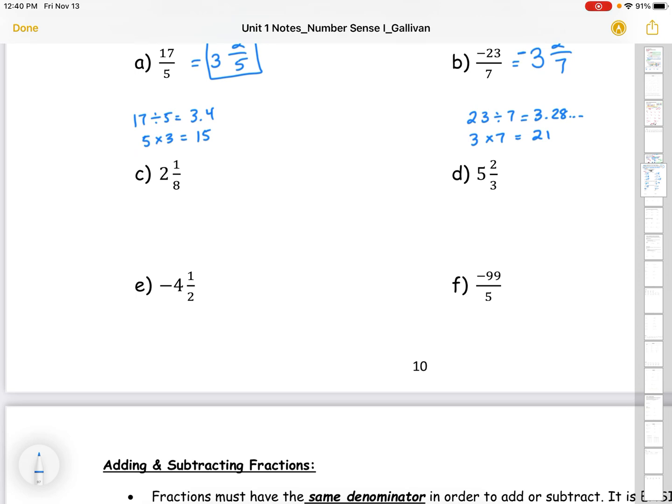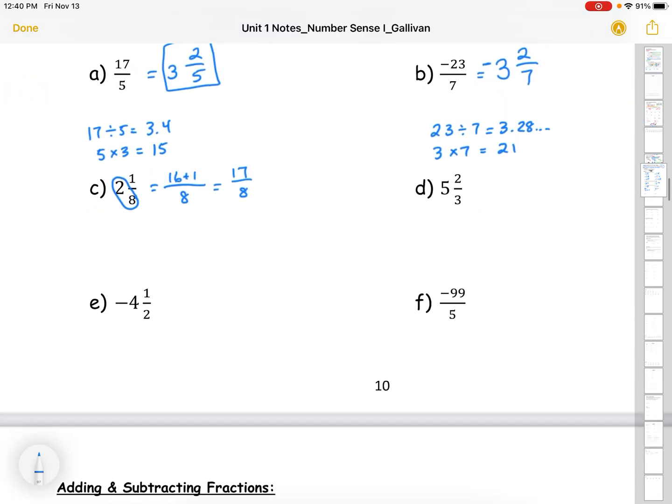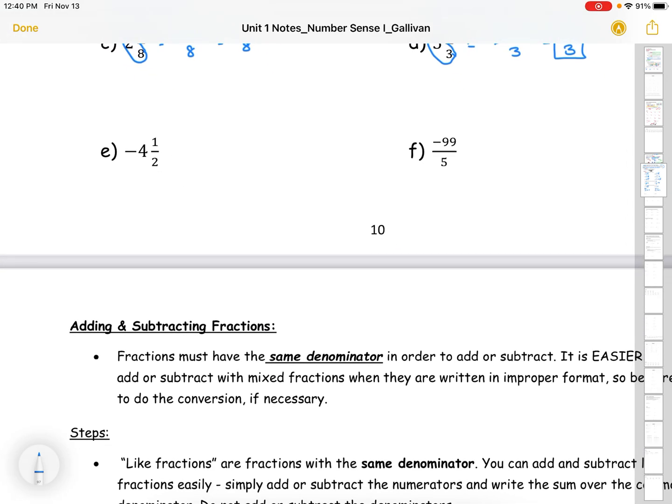2 and 1/8, these are easier. Multiply 2 times 8 and then add 1, so 2 times 8 is 16 plus 1 over 8, so 17 over 8. Okay. Similar here. 5 times 3, so 5 times 3 plus 2 all over 3, 17 over 3. Alrighty.